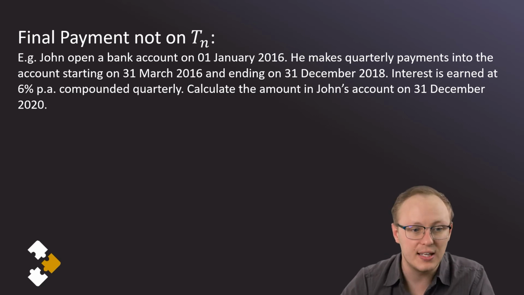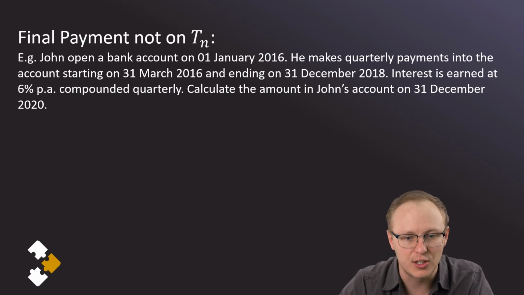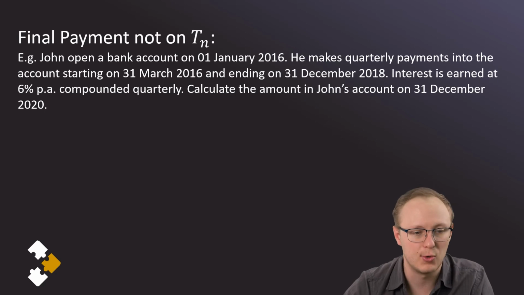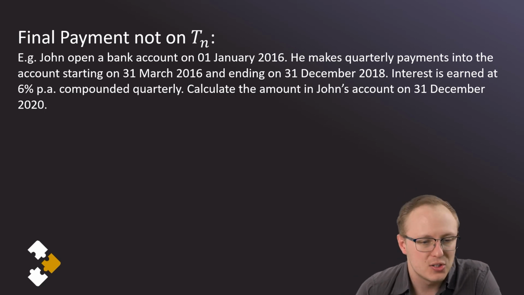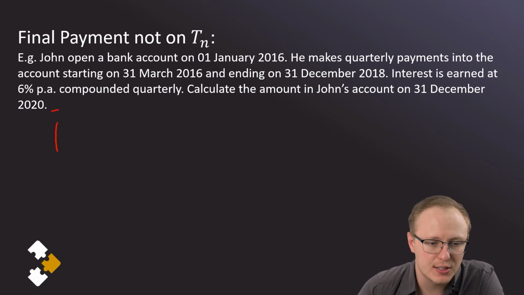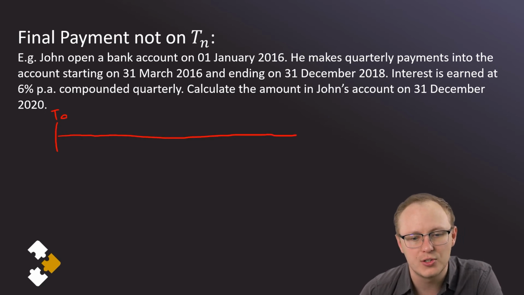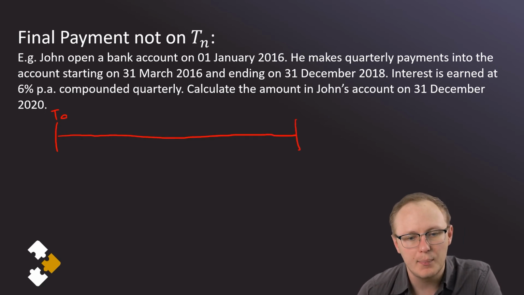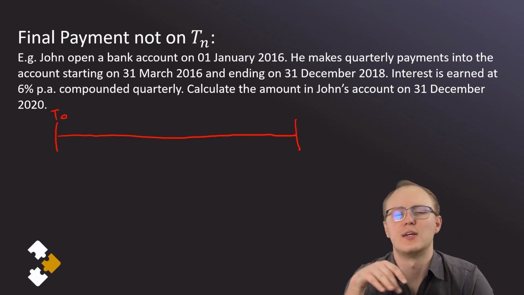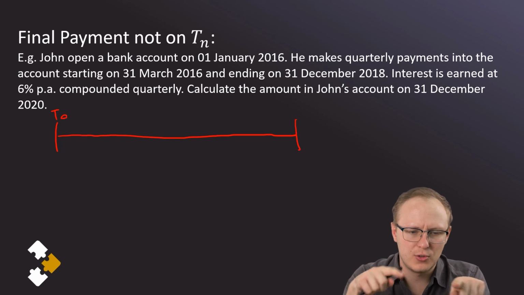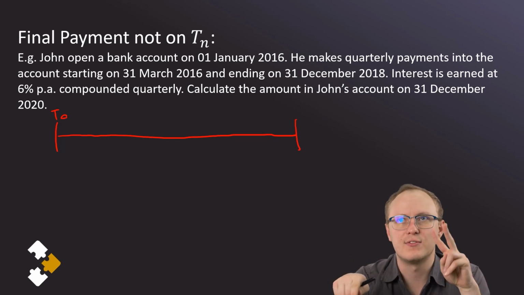We have to calculate the amount in John's account on 31 December 2020. Right, so we're going to start at T0. T0 is going to be that 1st of January 2016, and we know that our annuity is going to continue all the way up until 31 December 2018 with the payments in arrear. Now, if we started 1st January 2016, we end in 2018, that's 2 years.